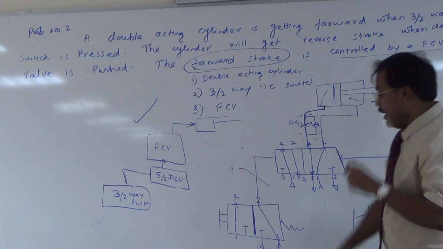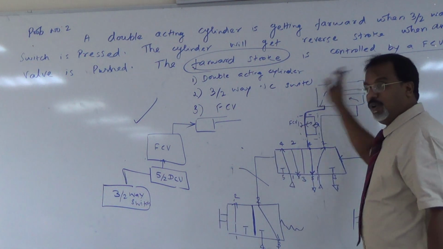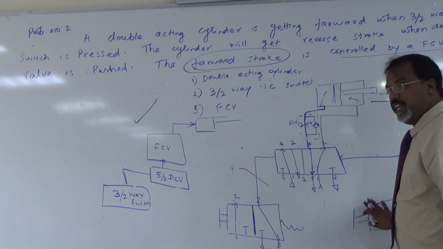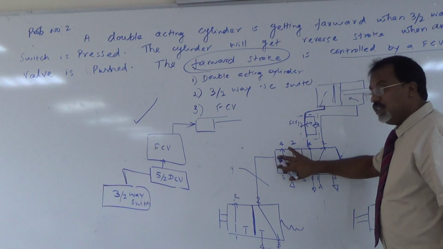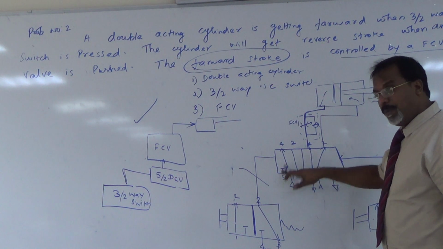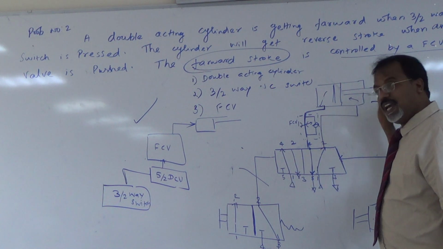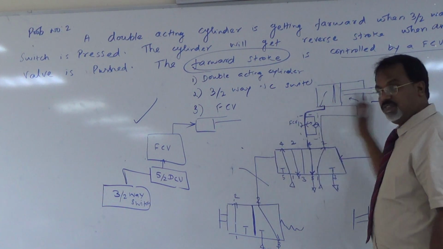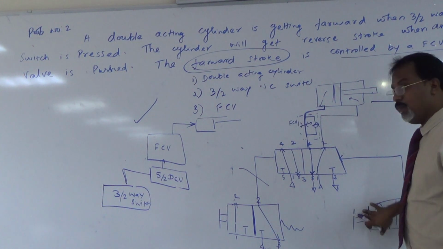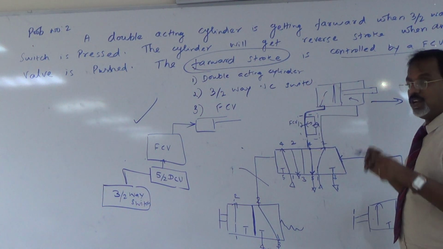See there, when I am pushing this, it goes here and you will get forward stroke. When I am pushing this, the air will go, this will change the mode from normally open to normally closed, then air will flow here and it will get back. When I am pushing this, it will get forward direction. When I am pushing this, it will get reverse direction. So there are two switches.